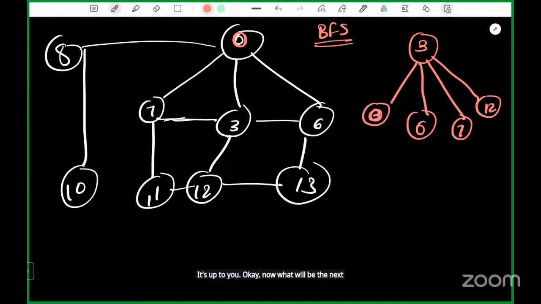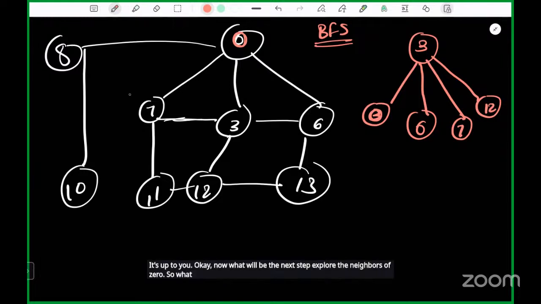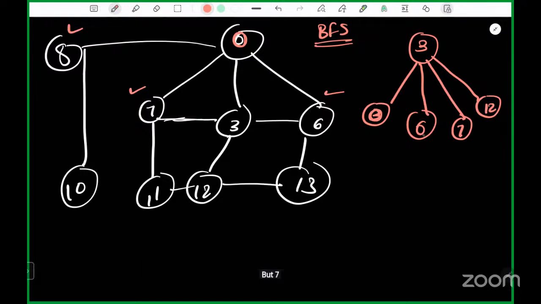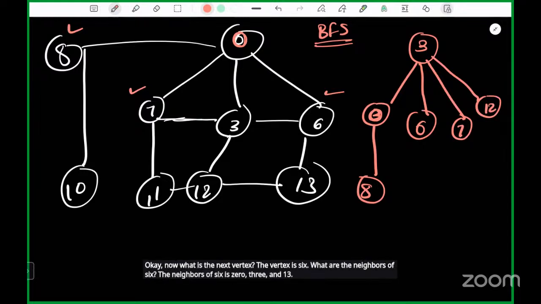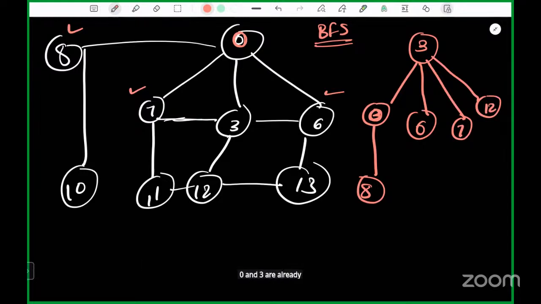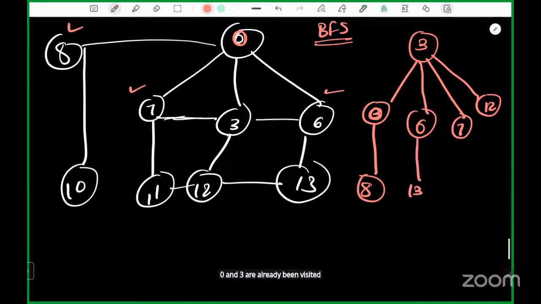Okay, now what will be the next step? Explore the neighbors of 0. What are the neighbors of 0? The neighbors of 0 are 7, 6 and 8. But 7 and 6 have already been visited, so from 0 we'll go to 8. Now the next vertex is 6. The neighbors of 6 are 0, 3 and 13. 0 and 3 have already been visited, so we'll go to vertex 13.